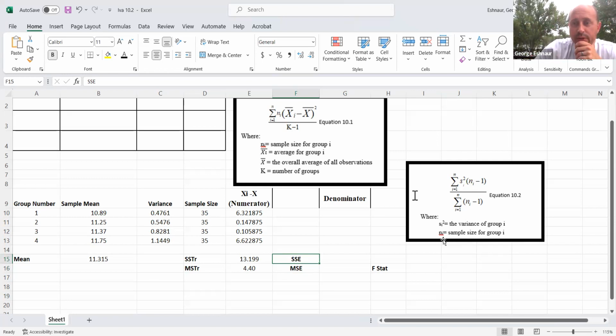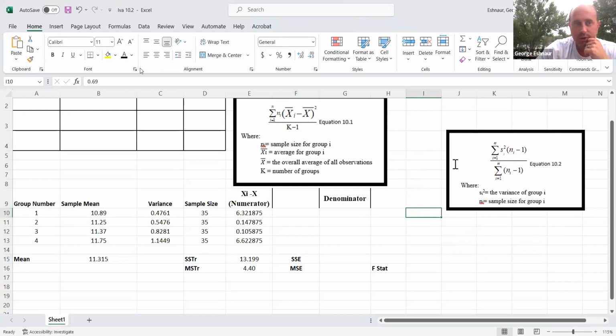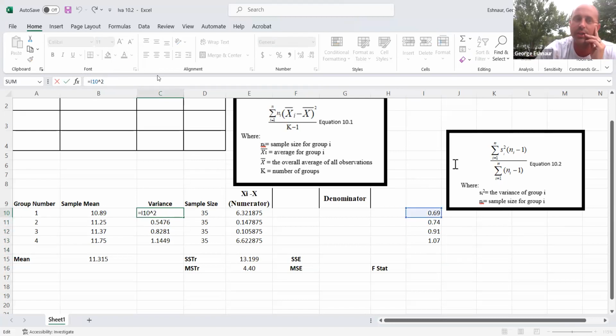What is S squared? The variance of the group. Okay. So it's already given to us in this example. Now, I will say in my example, there was a standard deviation provided, but what I did to get the variance was just take the standard deviation squared, and that gives us our variance. So that S squared is variance, S would be standard deviation.